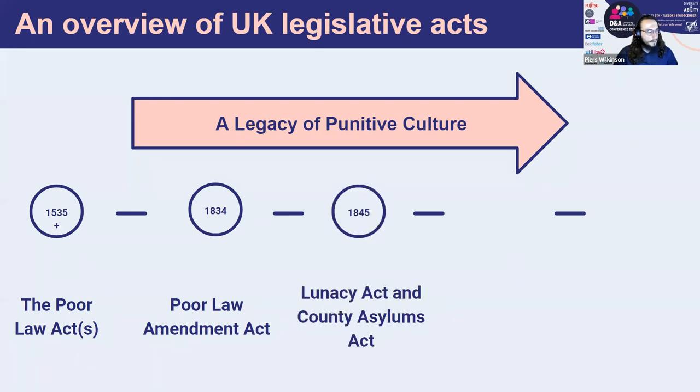In 1845, so only 11 years later, we get something called the Lunacy Act and the County Asylums Act. This is a very niche bit of disability history. But it's the first time that asylums actually had to have a physician present. So before this, people could be admitted or confined to an asylum with no accounting or requiring of any professional to ensure that they actually needed to be there or should be there.